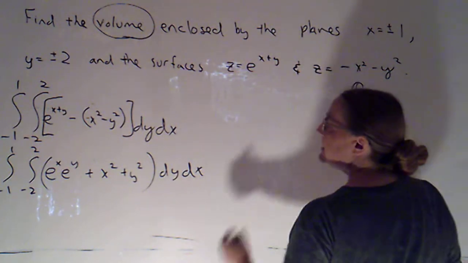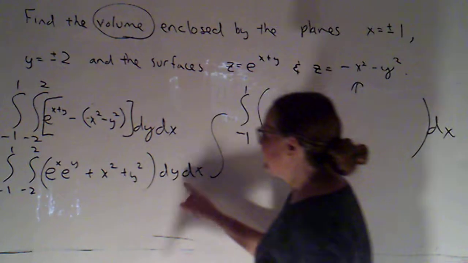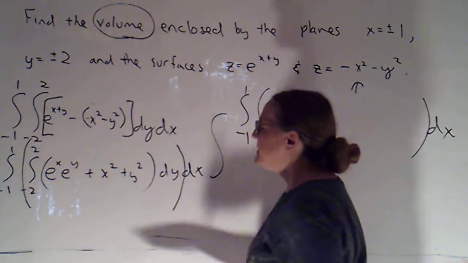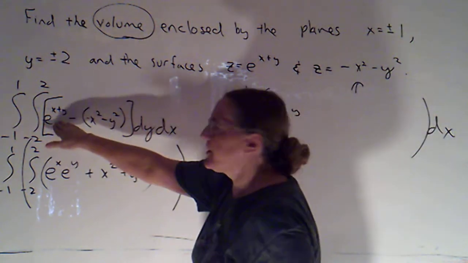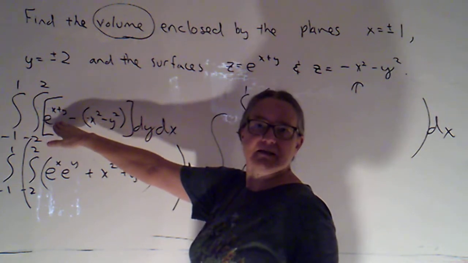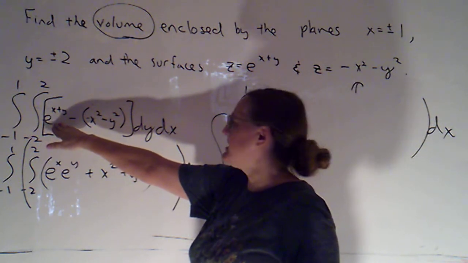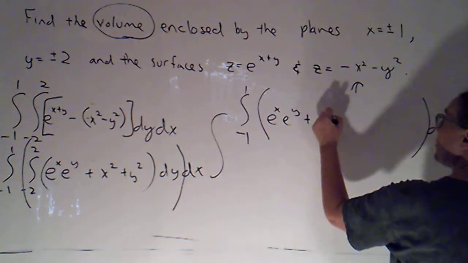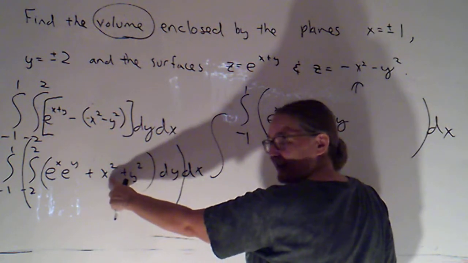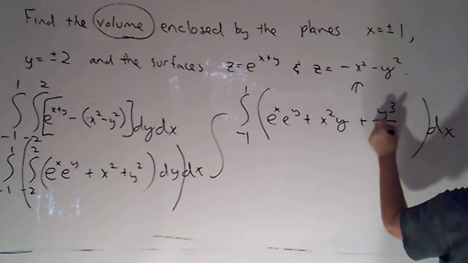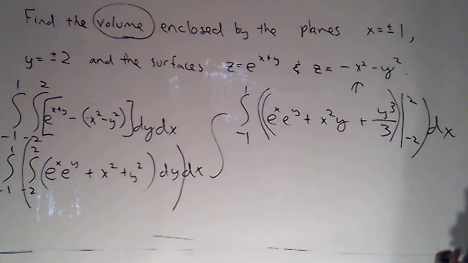Okay, excellent. So that's going to give me the integral from -1 to 1 dx. That's my shell. And inside there, I'm going to do this inner integral. So the antiderivative with respect to y is going to be e^x e^y. Wasn't necessary to rewrite that. I could have done this keeping it as e^(x+y). I'd basically be doing a quick u substitution. u would be x plus y, and du would be the same as dy. Okay. Plus x squared y. x squared is constant with respect to y, so I get that constant times my variable, and then plus y cubed over 3. And that's all evaluated between 2 and -2.